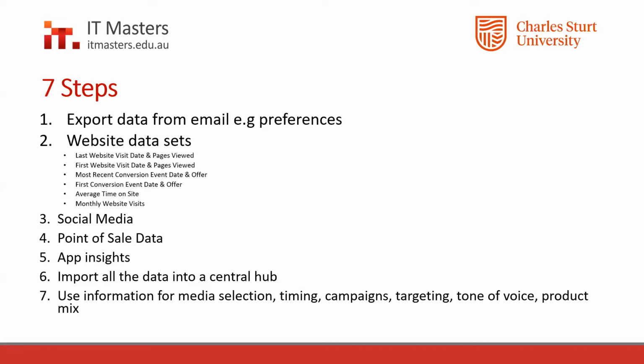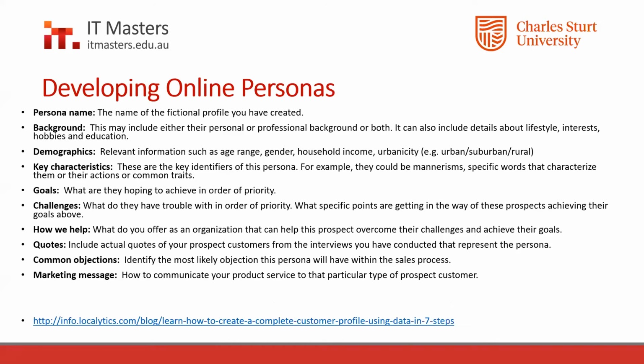Monthly website visits. The other part that I mentioned in point 3 is social media. You can look at Instagram as well. You can look at your POS data, so that's point of sale data, which I certainly looked at in all of the businesses that I've worked at, except for the pure play ones like Deals Direct. And you can import the data into a central hub. Obviously, I've got app insights as well. And you can basically use this information for media selection, timing of campaigns, targeting, tone of voice, and product mix. So there's more options, but essentially they're the 7 steps that I generally would follow.